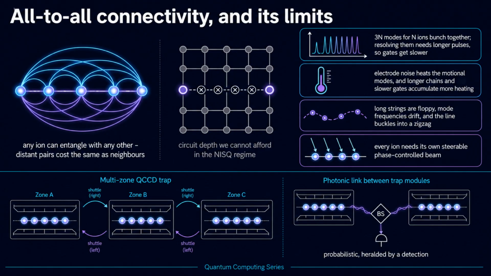But the advantage does not survive scaling. A chain of n ions has 3n motional modes, and they crowd together, so resolving them needs longer pulses and gates get slower. Heating accumulates, long strings become floppy and buckle, and every ion needs its own steerable beam. The response is many short zones, with ions shuttled between them.